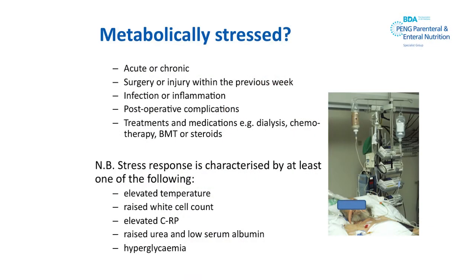And we, in the last two versions of the handbook, have given some pointers, and we've said that stress response, someone who's likely to be hypermetabolic will have a high temperature, but if they're being treated by antipyretics, they won't have a high temperature. A raised white cell count, an elevated CRP, raised urea and low serum albumin, or they might be hyperglycemic. So any one of those might indicate that someone is metabolically stressed. What we're particularly doing when we're pulling the data out is looking to see if there are any studies that have looked at those particular parameters and correlated them exactly with metabolic rate.